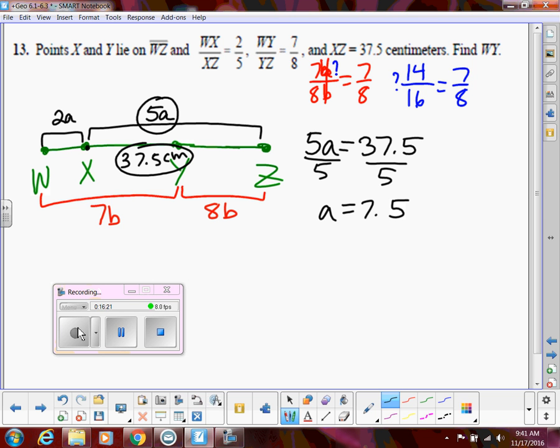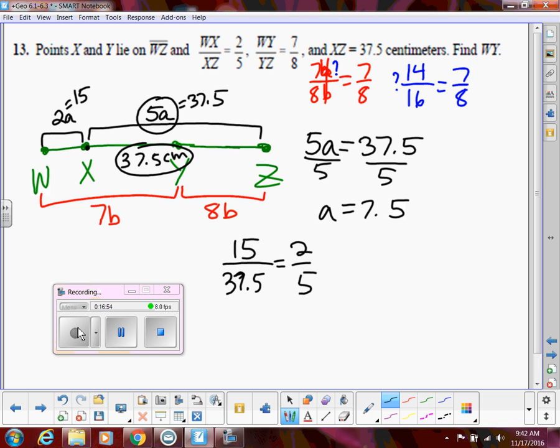Okay, so what does that mean? Well, that means that now I know that this isn't just 5, this is exactly 37.5, and this isn't just 2, that would be 2 times 7.5. So that would give me 15. So those top pieces, WX to XZ, is in this ratio. These are the actual numbers. 15 over 37.5. And remember, if I reduce that, I would get 2/5.